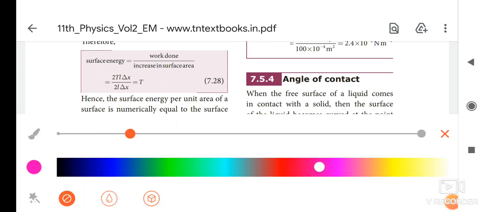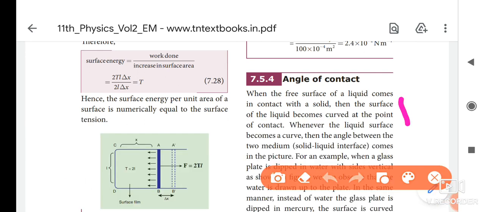First, here I take one beaker. The beaker is filled with some water. Now I placed one plate here. That angle, the angle between that beaker and the glass plate, is called the angle of contact. It makes the angle theta. Are you understanding? So this is called the angle of contact.